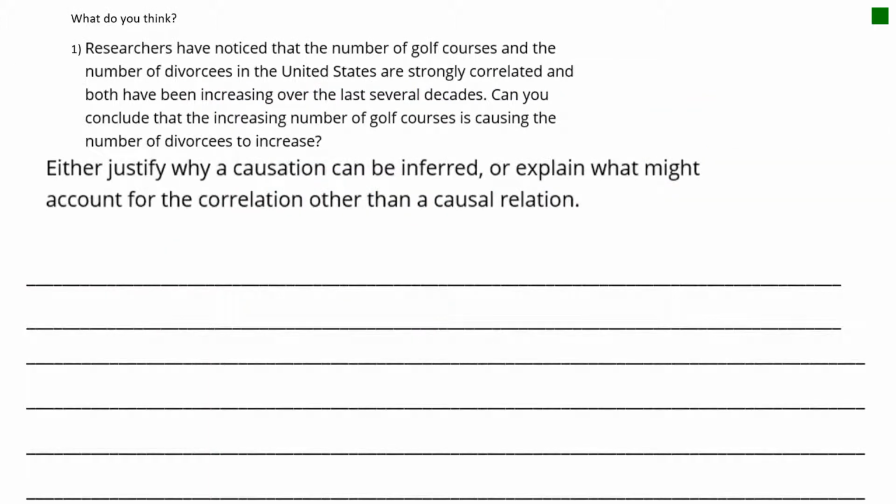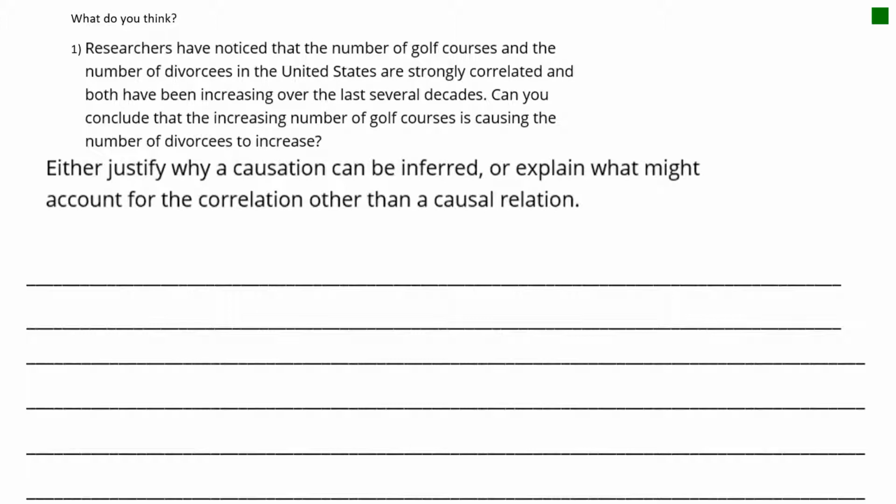Okay, now on this one, researchers have noticed that the number of golf courses and the number of divorces in the United States are strongly correlated, and both have been increasing over the last several decades. Can you conclude that the increased number of golf courses is causing the number of divorces to increase? So what we want you to do is write down, is this a causation? Is the number of increased golf courses causing the number of increased divorces? Or is it a correlation? It just happens to be. You just need to give us a reason why. I'm not going to tell you the answer. This is one of the things we're going to check.